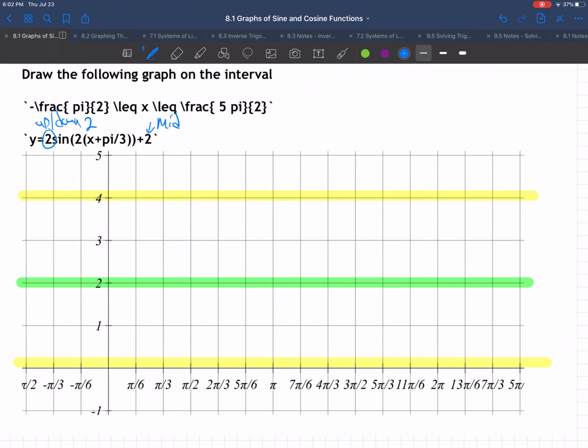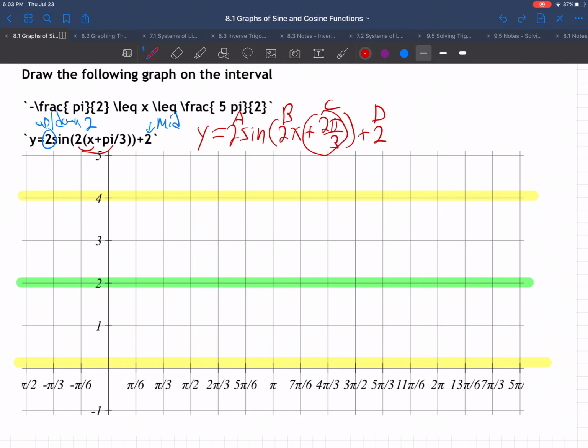So let me multiply this equation out. So let me change my color to make it more clear for you. So this is y equals 2 sine, and then this 2 is going to go boom, boom. 2x plus 2 pi over 3 plus 2. I just distributed that 2. As it said, this is my A, B, C, is this whole thing here, and D. We already used the D, that's the middle. Got that already. And the A, up and down 2 from the middle.